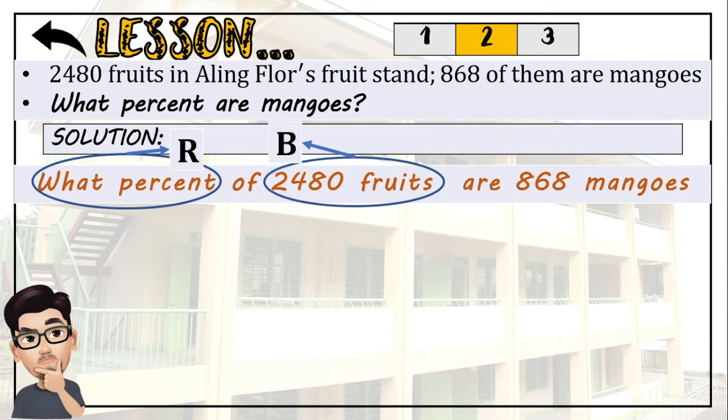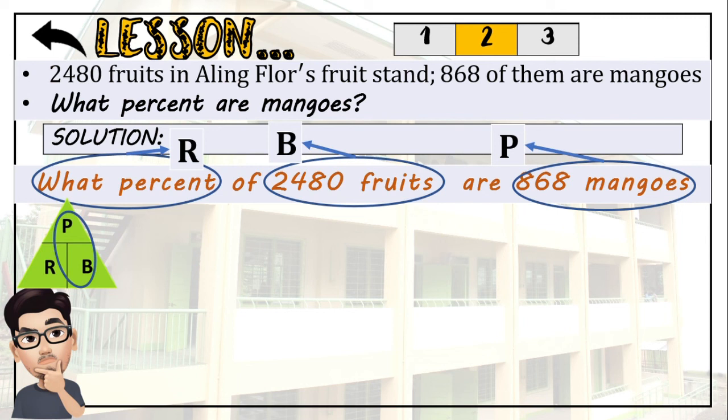So, that's 2,480 fruits. Tas yung "is" or yung "are", yung malapit sa "is" or malapit sa "are", that will be our percentage. Okay? So, ang nawawala ay rate. Kasi what percent? So, from our triangle, we need to divide percentage by the base. Okay? So, our formula will be rate equals percentage divided by the base.